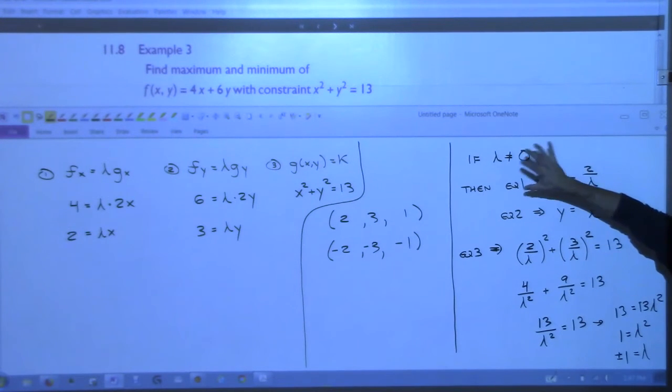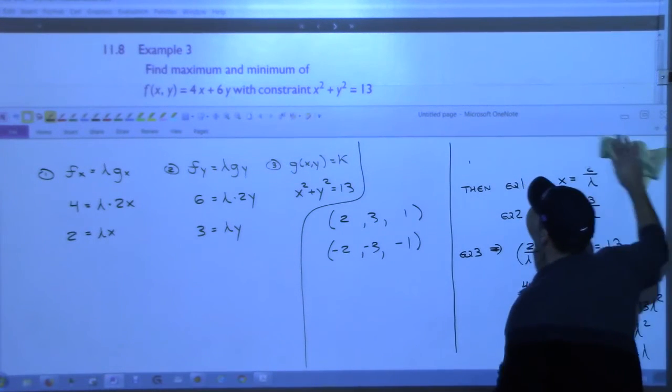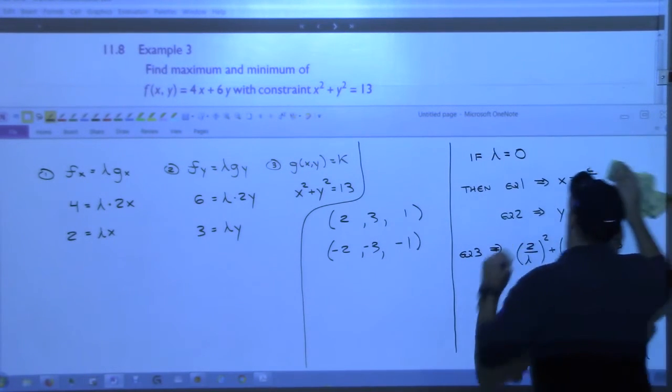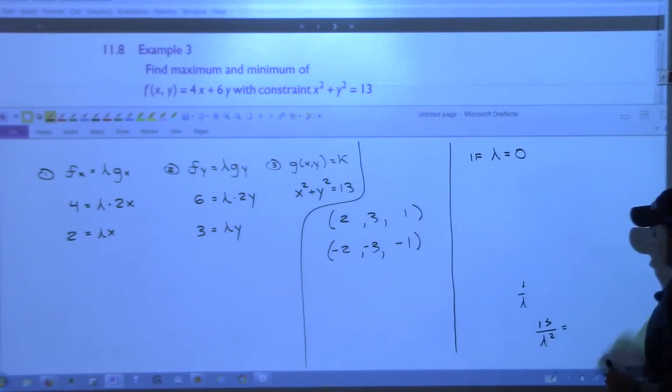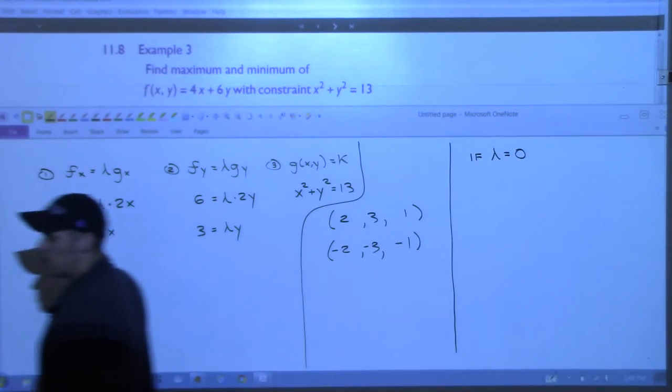But this was all under the assumption that lambda wasn't 0. All right, I think we've exhausted this. So we've got 2 points to look at so far. But now we need to take the other consideration. If lambda is 0, then what can you tell me? So we have to start all the way back at the beginning, right here. If lambda is 0, what?